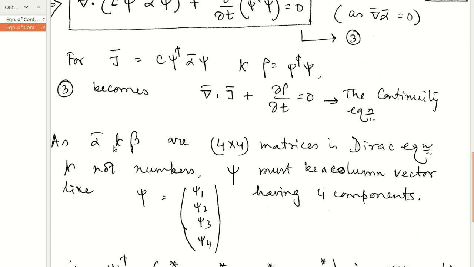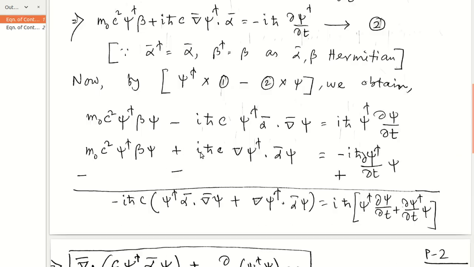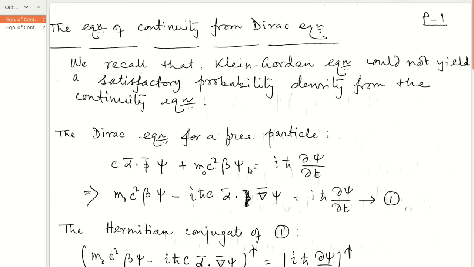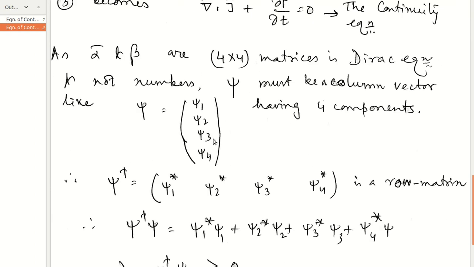Now we check that alpha and beta are 4x4 matrices and they are not numbers. To satisfy the Dirac equation, this equation actually is a matrix equation where alpha is a 4x4 matrix, and psi has to be a 4-component column matrix, like a column vector. That is, psi will be like psi 1, psi 2, psi 3, psi 4. These are the 4 components of psi. So psi must be a column vector having 4 components.